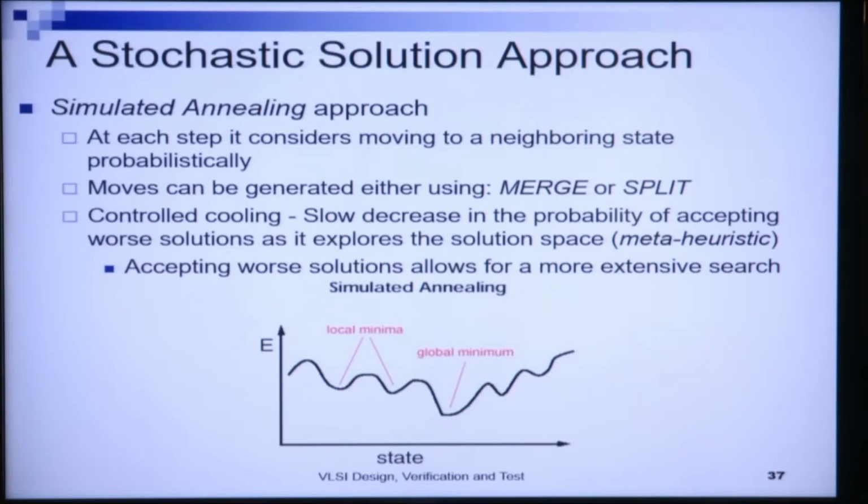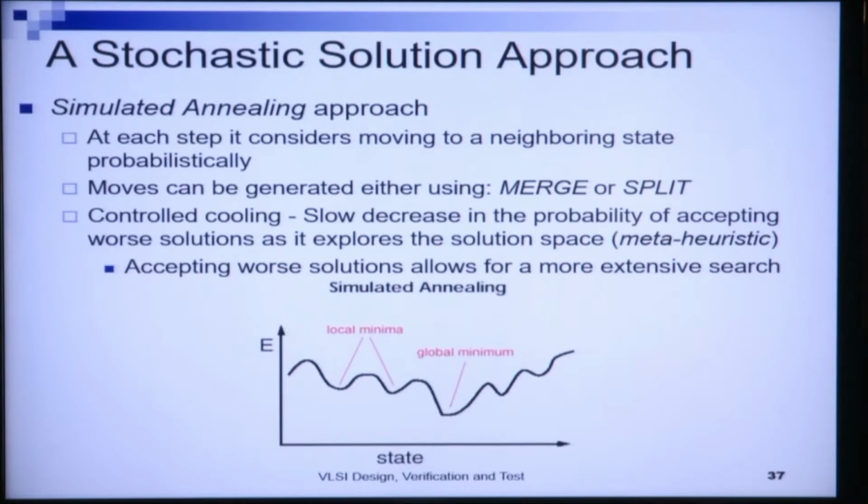What does it do? At each step it considers moving to a neighboring state probabilistically. So how can it move to a neighboring state? For us it will be a merge or a split. So currently in the conflict graph I have a certain merging over the conflict graph. That means my input is a conflict graph, and from that input conflict graph I have moved and obtained, at a certain time, at an intermediate state, a certain merging over the conflict graph. That means I have a certain number of operations clubbed together in certain resource instances of registers and functional units.